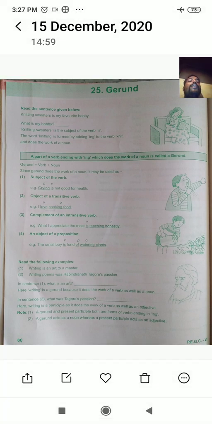Next one, a gerund acts as a noun, while a present participle acts as an adjective. As I told you, a gerund works as a noun and it also appears as a present participle. So these are the things you have to know about gerund. I hope you have understood today's class.